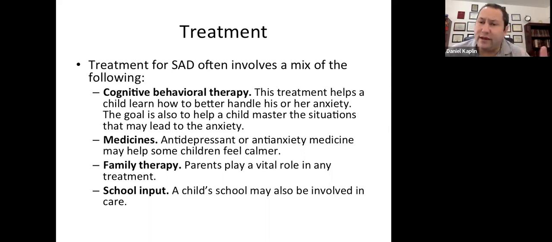We also know that family therapy is important because parents play a critical role in treatment. Children don't usually have control over their schedules, the interactions, whoever they're with or whatnot. And then, of course, because in childhood, a school might have to get involved if the kid's not coming to school. So you might have a school social worker or a guidance counselor involved in helping the child return to the school setting and get comfortable. So that is, from soup to nuts, separation anxiety disorder.